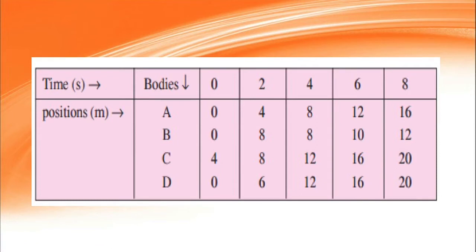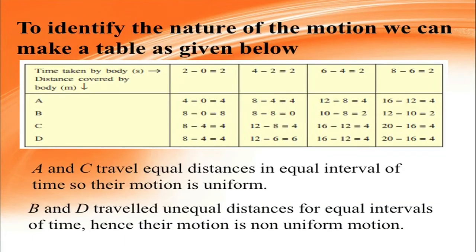At time 0 the position of A is 0, at time 2 second it is 4, at time 4 second it is 8, at time 6 second it is 12 and at 8 second it is 16. Similarly, you can see the positions of all the bodies that are shown in the table. Now, to identify the nature of motion, we can make a table as given below.